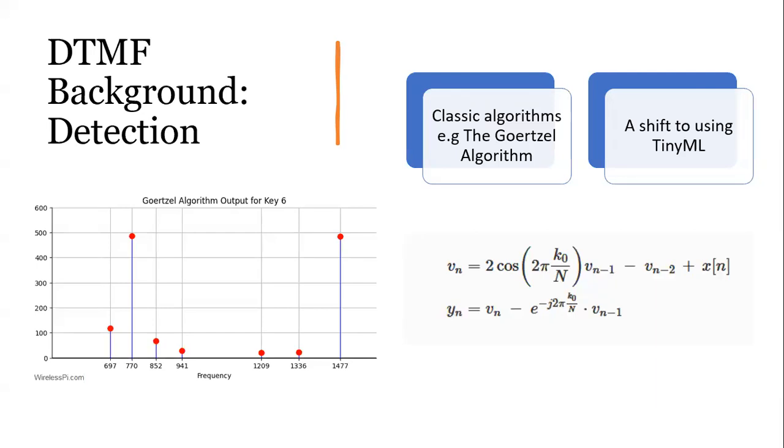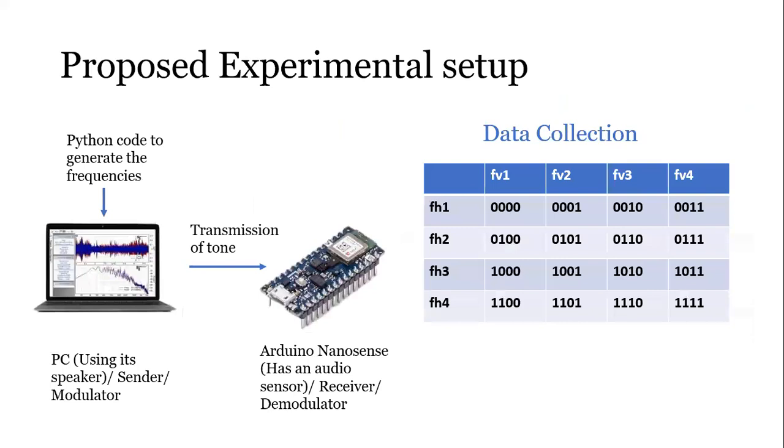So compared to other classical algorithms, Goertzel has been found to be very fast, even faster than the fast Fourier transform. But it is not robust to distortion or noise. And we know that in real situations, when signals are being transmitted, we cannot avoid distortions or noise. And this is the reason for wanting to explore the use of machine learning models in detecting DTMF.